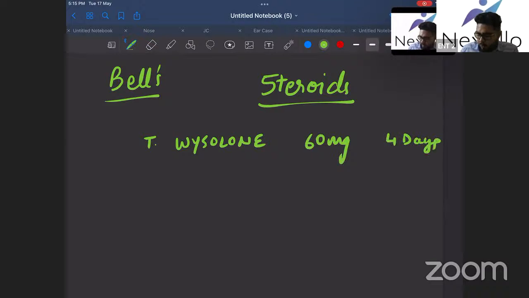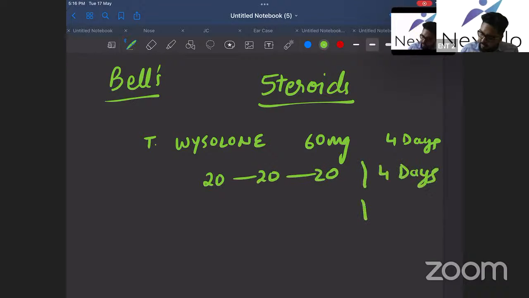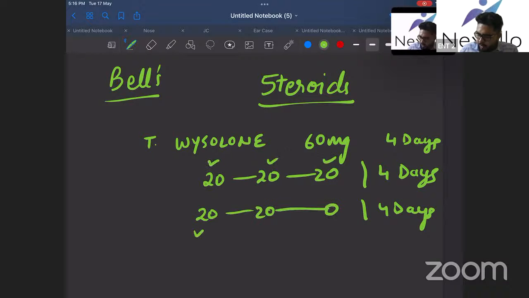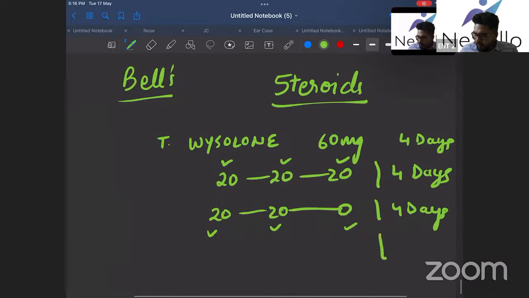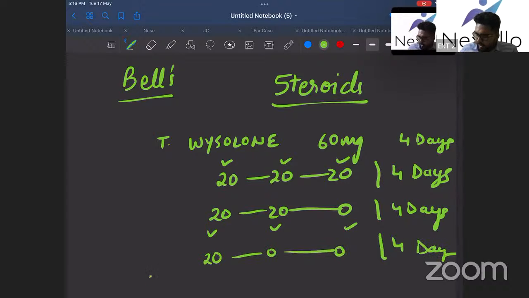How to give this 60 milligrams? Divided into 3 doses, 20 20 20 TDS for the first 4 days. Then for the next 4 days you can taper it off to 20 20 and 0, morning, afternoon, night. Then for the last 4 days, you can taper it to 20 0 0. And then you can just put it off. We have to taper it off.